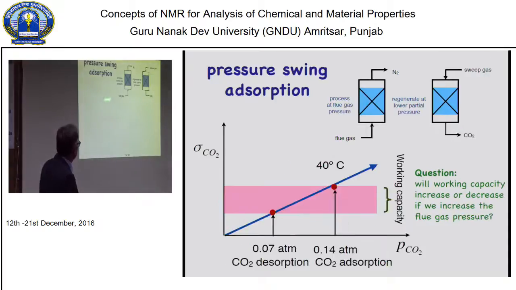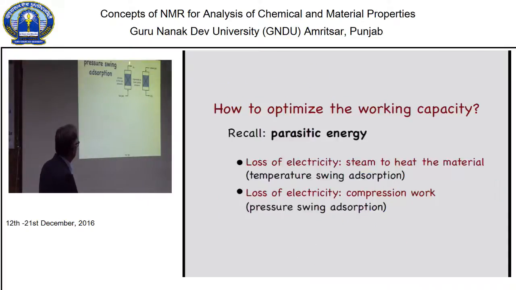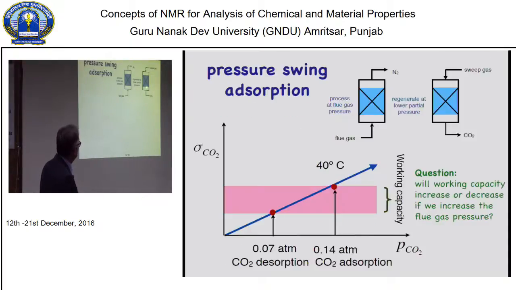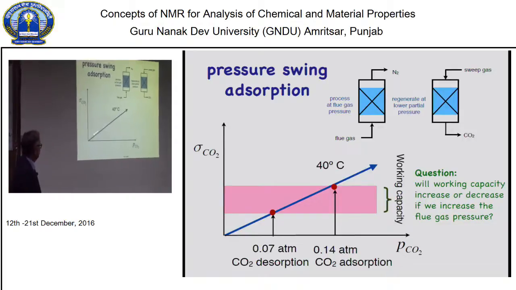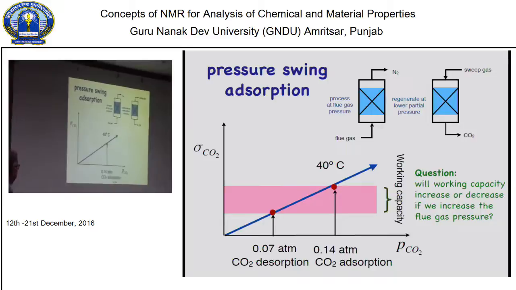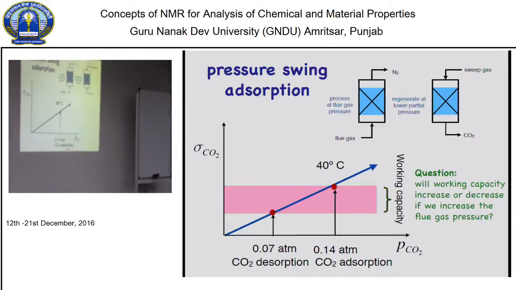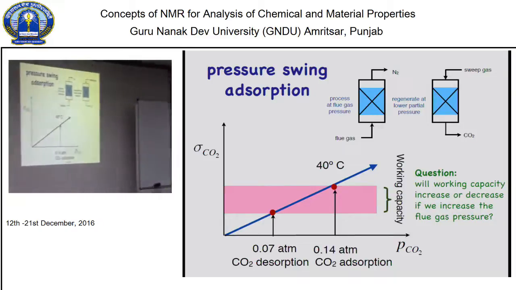Well, what about pressure swing adsorption? And here we have flue gas coming in and then a sweep gas coming out that could be at lower pressure. So again, we'll go to our diagram in which we have the amount adsorbed as a function of the partial pressure. Here's Henry's law for the adsorption bed at 40 degrees C. And as I said before, 14% CO2. That's at this point on the curve.